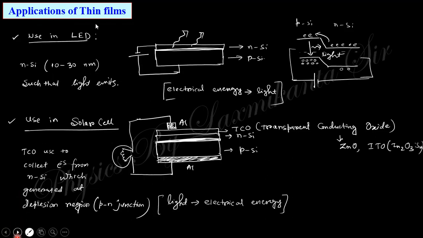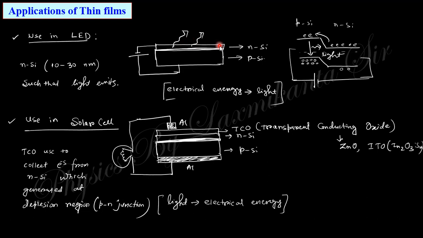Next is the thin film application. There are various uses, but it is mostly used in LED (light emitting diode) and solar cell. You know, this is an LED. There is a PN junction. The N layer is thin and the P layer is thick, and there is a forward bias. Due to forward bias, the electrons from the N side jump to the P side, where there are huge numbers of holes, so they recombine. Due to recombination the electron jumps from a higher energy state to a lower energy state and radiates energy in the form of light. That's why this is an LED.